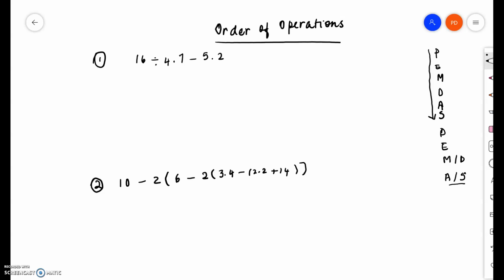So let's start with 16 divided by 4 times 7. There's division and multiplication, but whatever comes first, we need to do that first. 16 divided by 4 is 4, times 7, minus 5 times 2. Next, there's subtraction, but then multiplication on either side, so multiplication or division comes before addition or subtraction. So 7 times 4 is 28, minus 5 times 2 is 10, so that is 18.